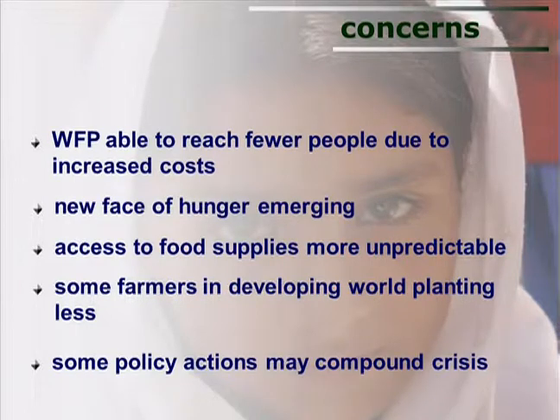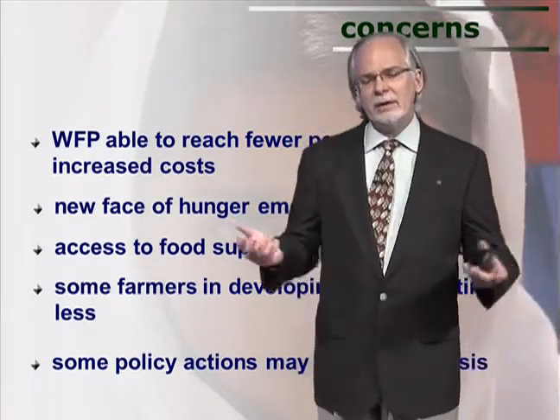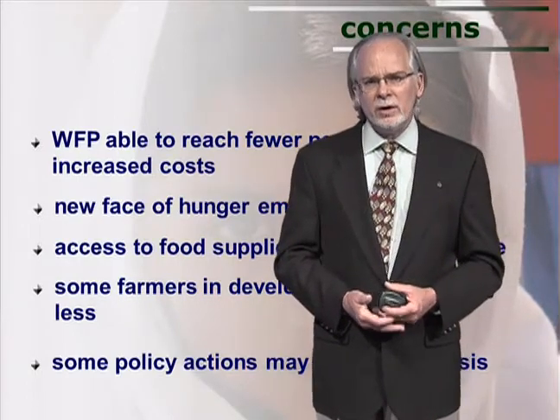Access to food supplies is going to be much more unpredictable, in particular in terms of how commercial markets will work. Some farmers in the developing world are going to be planting less for these same reasons. Their inputs that they otherwise depend on are going to become prohibitively expensive. They will simply be able to grow less food. And some policy actions are going to compound the crisis overall, among them the food export restrictions that I mentioned earlier.